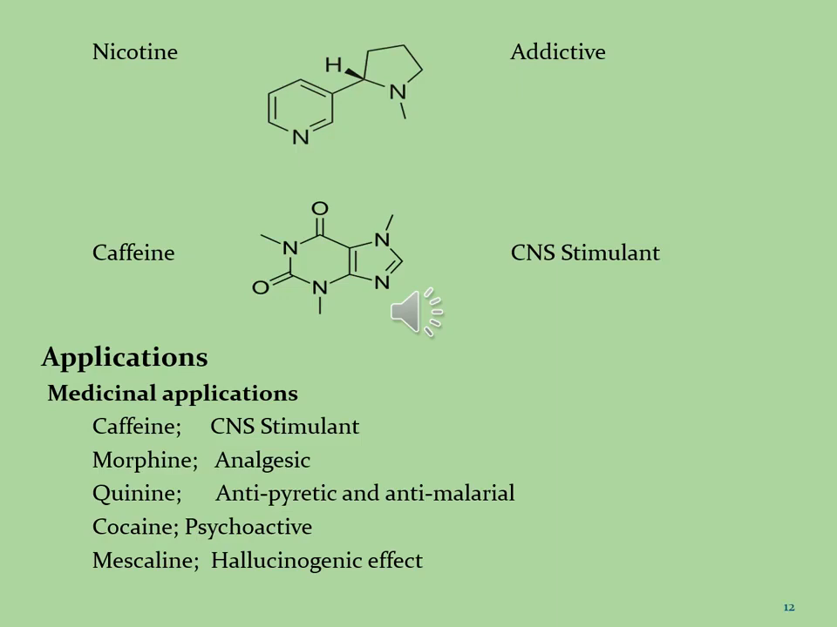Now we will discuss the applications of the alkaloid molecules. First of all, we will discuss the medicinal applications. You can see caffeine is a phytoconstituent which is used as a CNS stimulant. Morphine is used as an analgesic drug. Quinine is used as an antipyretic and antimalarial drug, and cocaine is used as a psychoactive drug. The last phytoconstituent, mescaline, is used for its hallucinogenic effect.